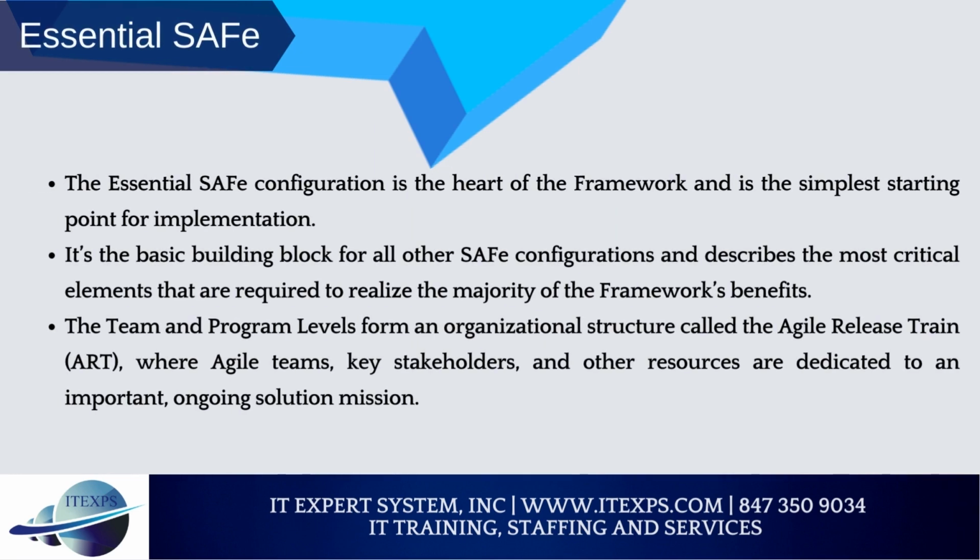Essential SAFe. The Essential SAFe configuration is the heart of the framework and is the simplest starting point for implementation. It is the basic building block for all other SAFe configurations and describes the most critical elements that are required to realize the majority of the framework's benefits. The team and program levels form an organizational structure called the Agile Release Train, ART, where Agile teams, key stakeholders, and other resources are dedicated to an important, ongoing solution mission.